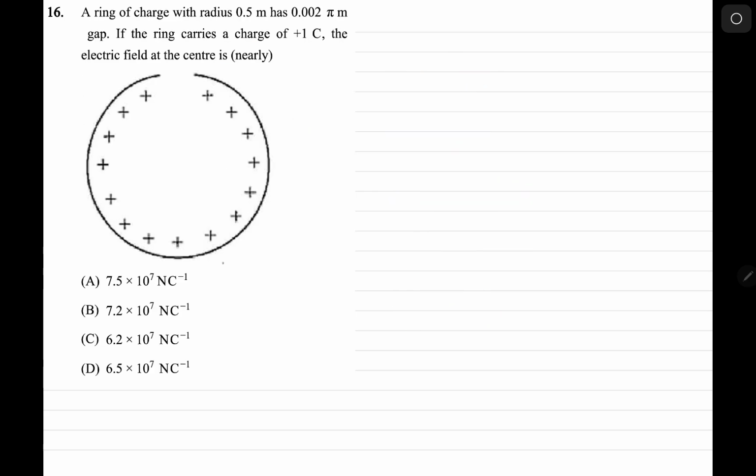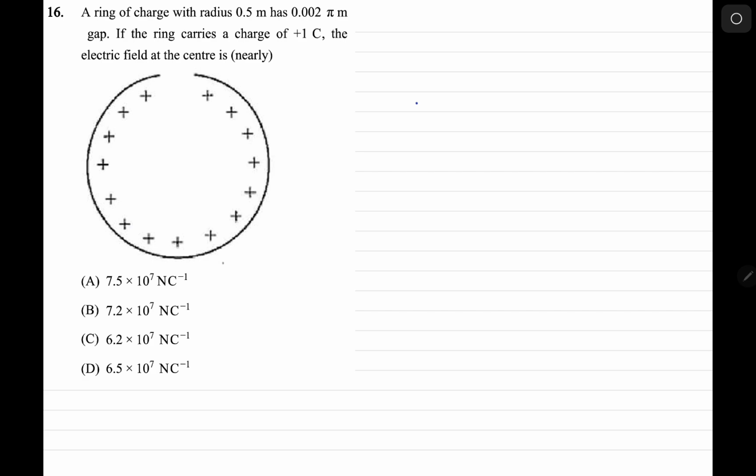Okay, question number 16. A ring of charge with radius 0.5 meter has a 0.002 pi meter gap. This gap is very small, so again we have to think about the element here. If the ring carries a charge of plus 1 coulomb, find the electric field at the center. First of all, if a ring is fully charged uniformly, the electric field at the center is 0.